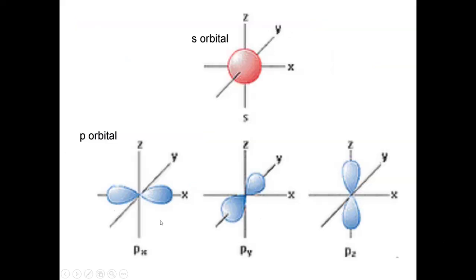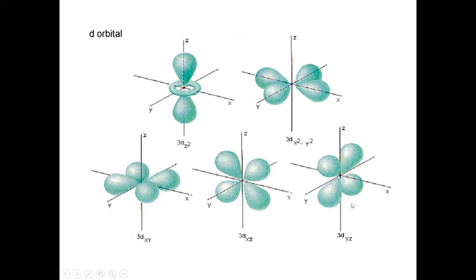Yang ni S orbital, yang ni P orbital. Px, Py and Pz. Maksudnya orientation dia tadi, saya terang tadi. Horizontal ke depan, horizontal ke belakang. Yang ni ke depan. Paksi X, paksi Y and paksi Z. This one is vertical. Same goes for orbital D, dx.